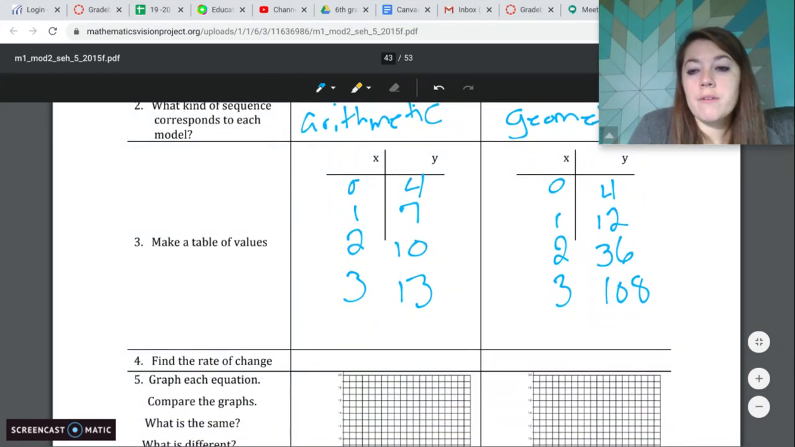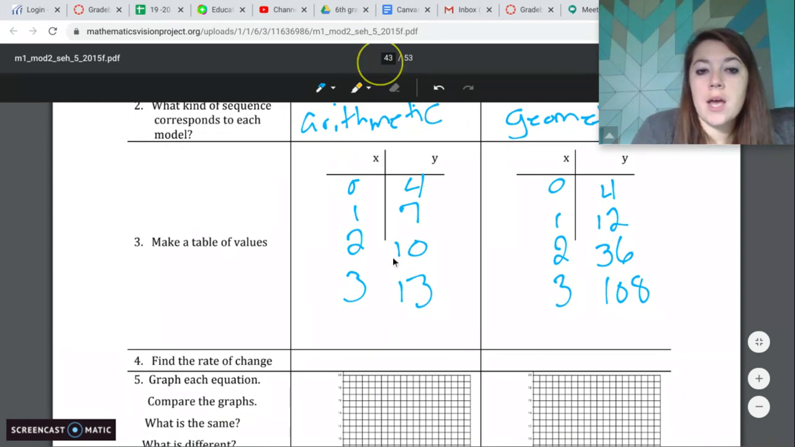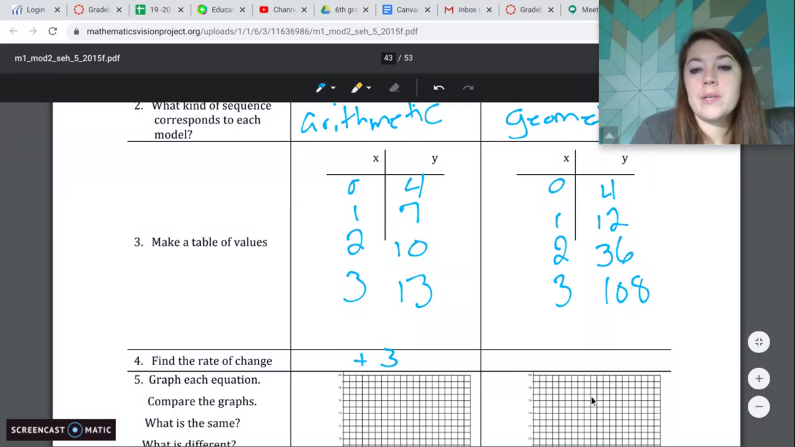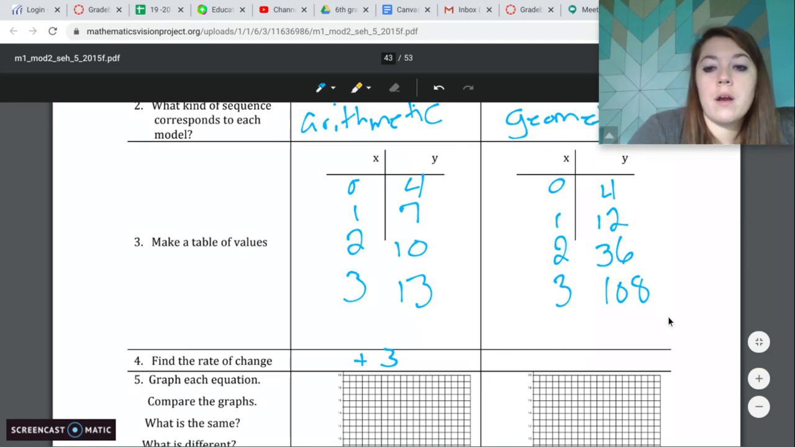So what is our rate of change? What are we going up by each time in the arithmetic sequence? Going up by 3. We're adding it each time. What are we doing in the geometric? We're multiplying by 3.